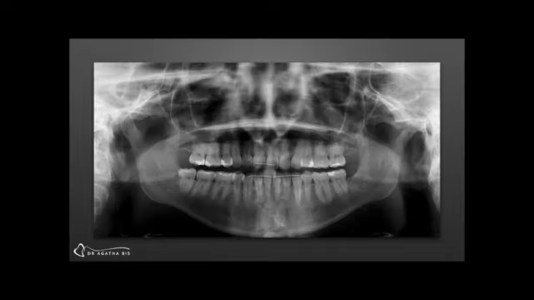So the next patient's Tanya. She came in, this is her panorex. You can see stylohyoid calcifications. And if you take a look at the left condyle, it appears to be altered as compared to the right side. So that's one thing that would make me want to do a CBCT and just take a look at what's going on.